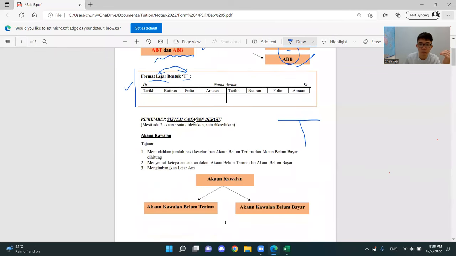Then this is the bentuk T, the format. We got the tarikh, butiran, folio, amount. This is in the debit side, then the credit side is the same. Repeat tarikh, butiran, folio, amount, and then the number account. The tajuk should be on top in the middle. Later when we do it, then you know how to record and use this bentuk T.